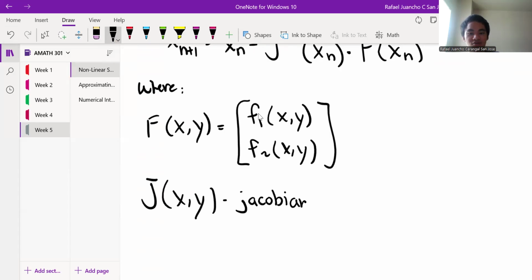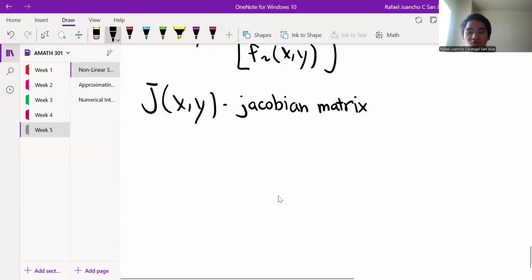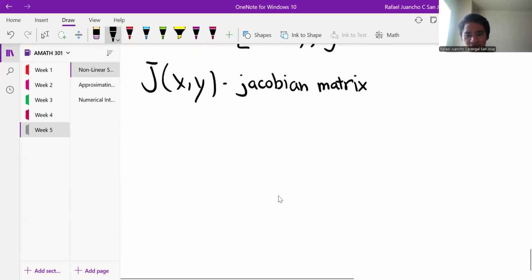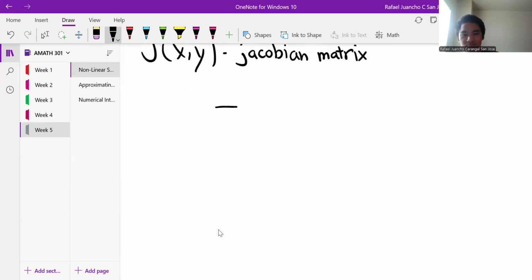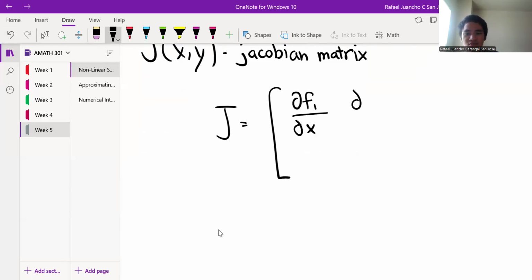So we did talk about Jacobian iteration schemes. This one is a Jacobian matrix. Now, what in the world does this look like? Well, this is basically us taking partial derivatives with respect to the variable, right? So that's f sub 1 with respect to y, f sub 1 with respect to x, and same goes with f sub 2.